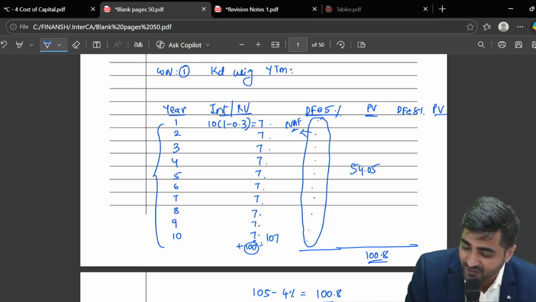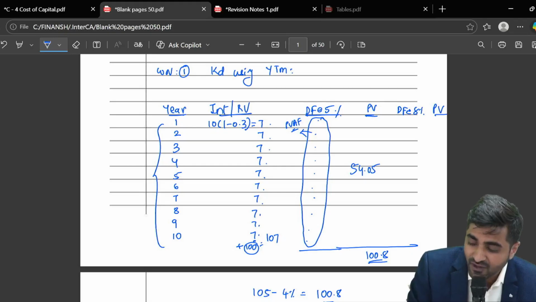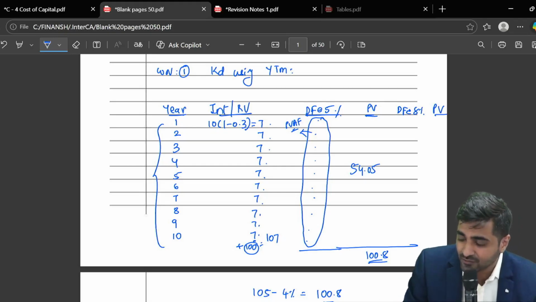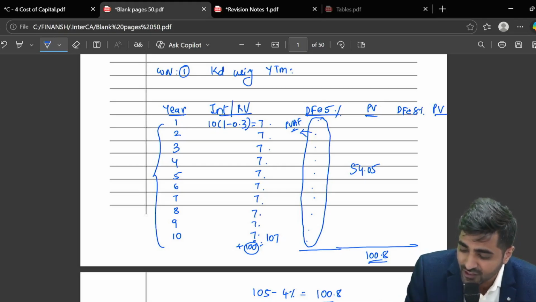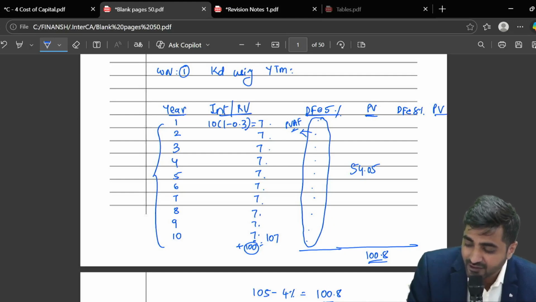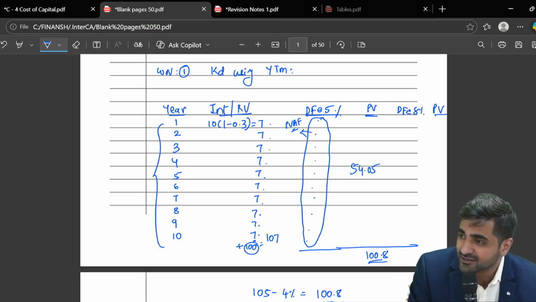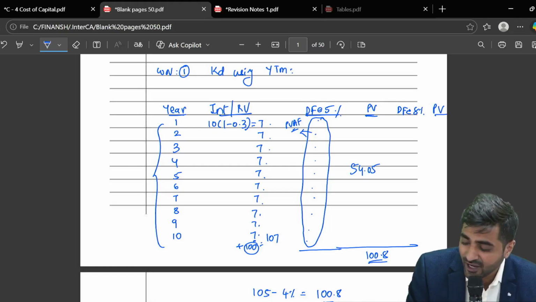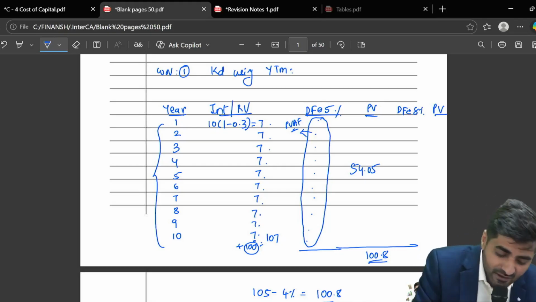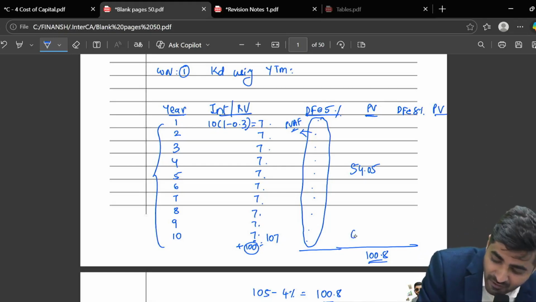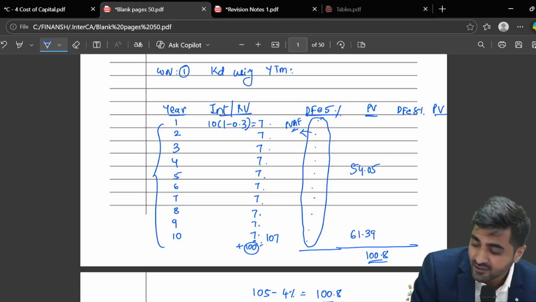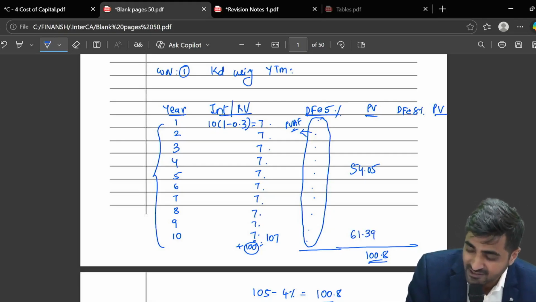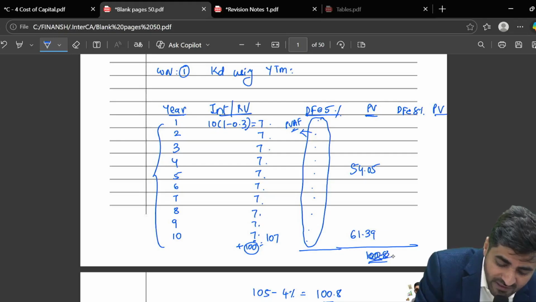Now press 1 divided by 1.05 and press equal to 10 times: 1, 2, 3, 4, 5, 6, 7, 8, 9, 10. You should all be getting 0.6139. Then you multiply that by 100 rupees and press M plus again. So the present value of this 100 rupees is nothing but 61.39. Now press MRC. You will come to know what this is coming as.